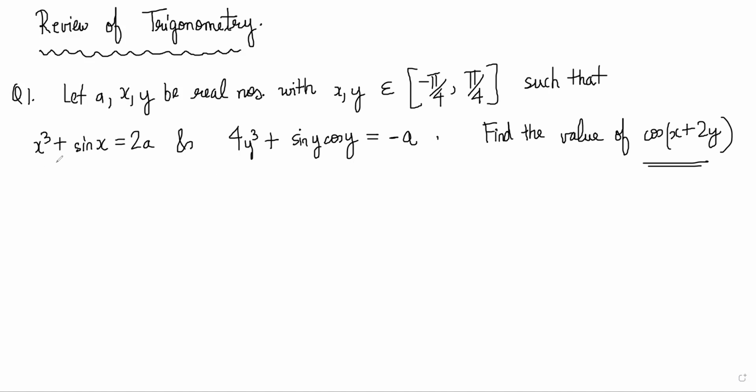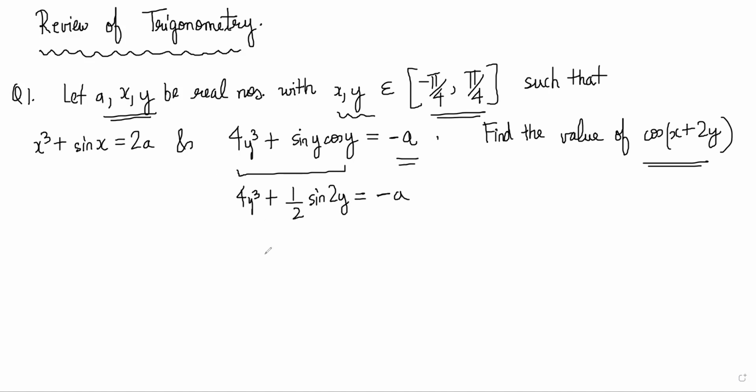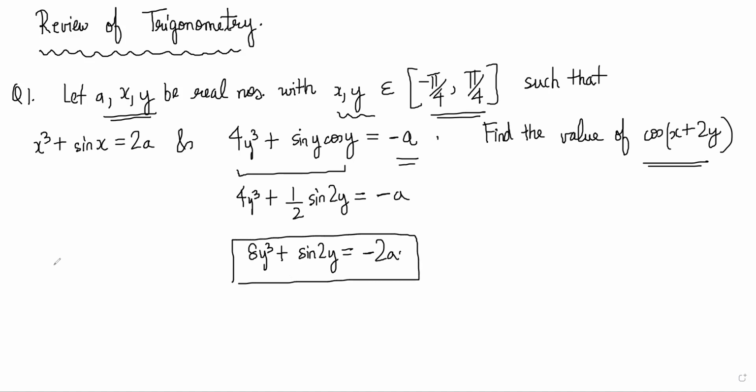Here, we have a, x, and y being real numbers. x and y belong to this range, and we are given two equations. x cube plus sine x is 2a, and 4y cube plus sine y cos y is minus a. The first thing I can notice is that I can write this as 4y cube plus half of sine 2y is equal to minus a. And if you rework it a little bit, it becomes 8y cube plus sine 2y is equal to minus 2a. So this is one equation, and the other equation is x cube plus sine x is equal to 2a.